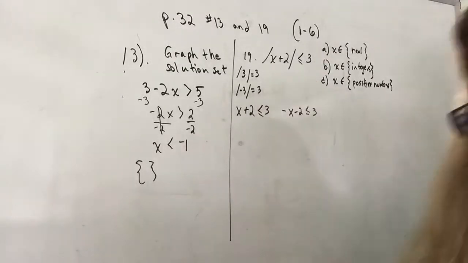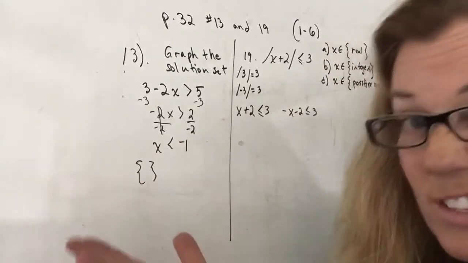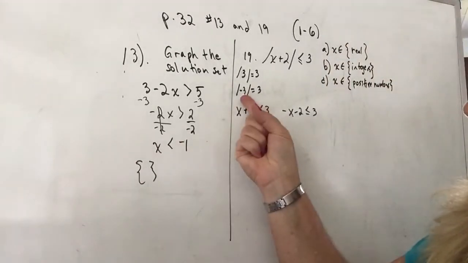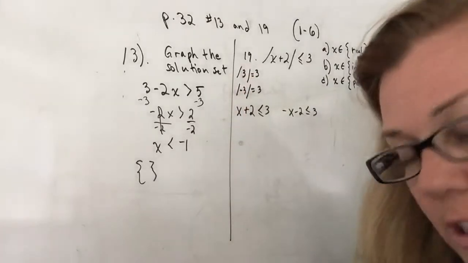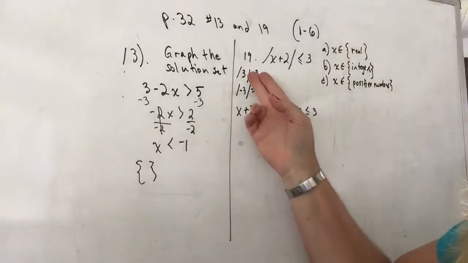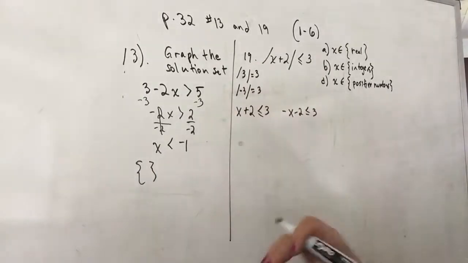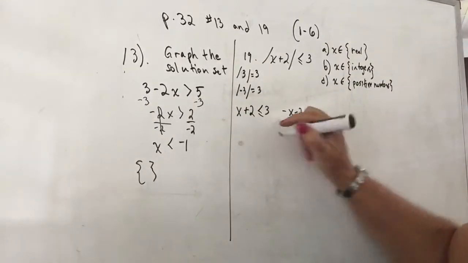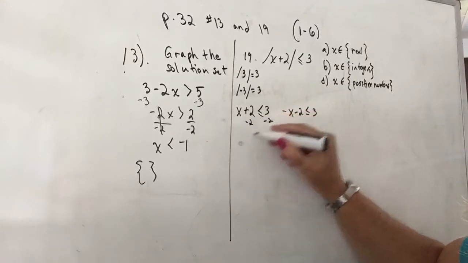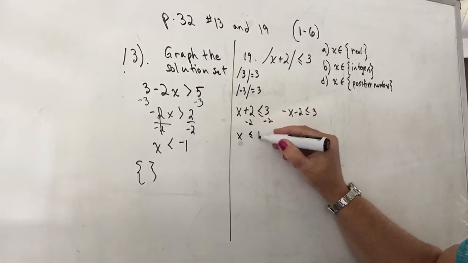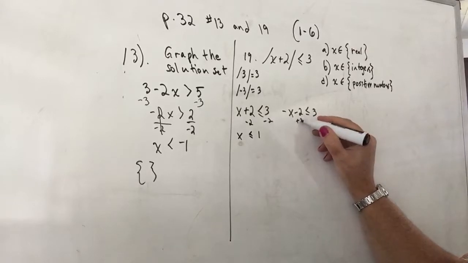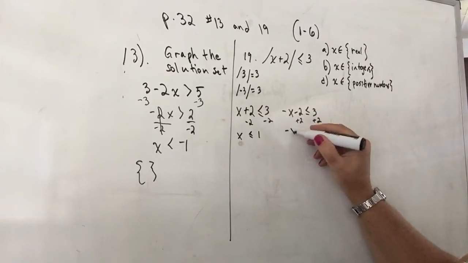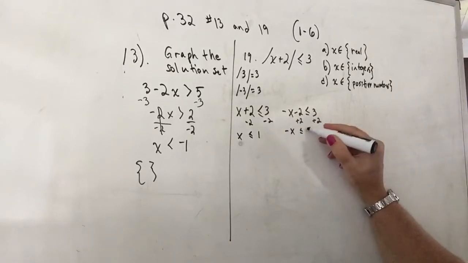I negate what's inside, you can negate what's outside. It doesn't really matter that much, but keep in mind that absolute value by definition is the distance from 0, and so it can be the positive or negative inside the absolute value. I use the definition when I solve it. Okay, so we solve by subtracting 2. So x is less than or equal to 1, and here we're going to add 2. Now we have negative x is less than or equal to 5.